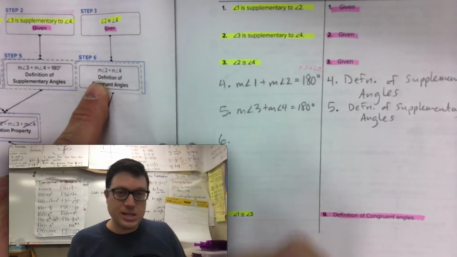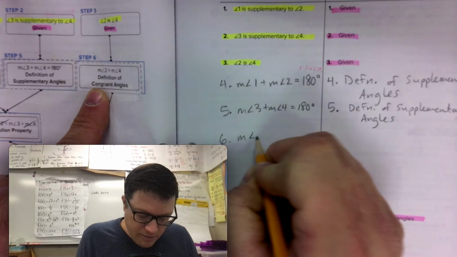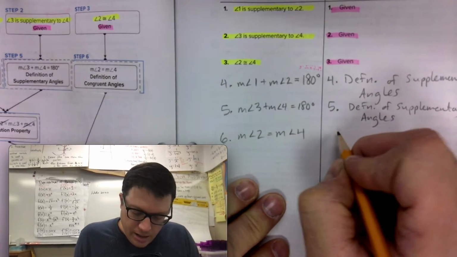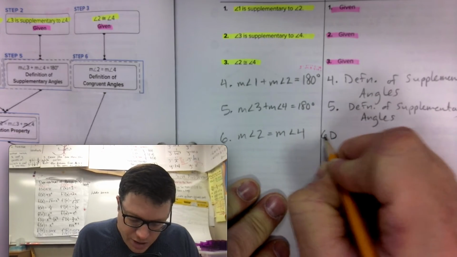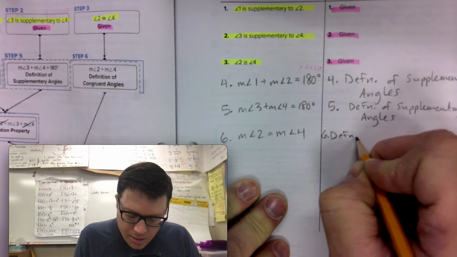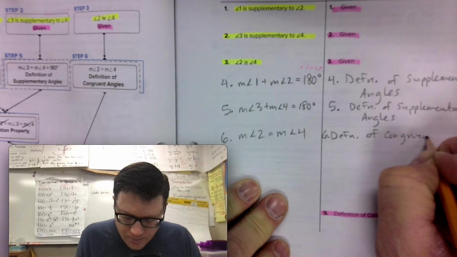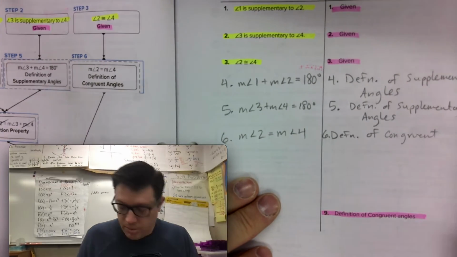Statement 6, step 6. The measure of angle 2 equals the measure of angle 4. And that's the definition of congruence. Congruent angles in this problem.